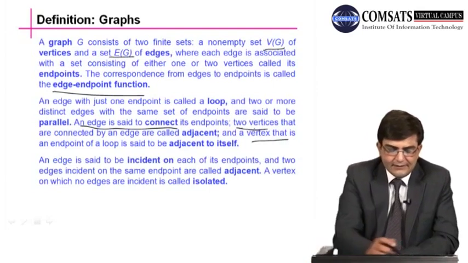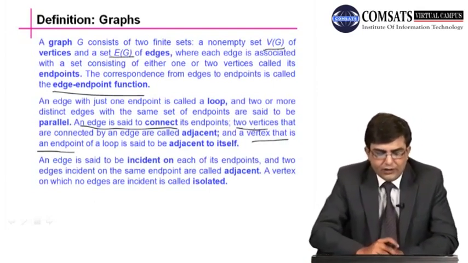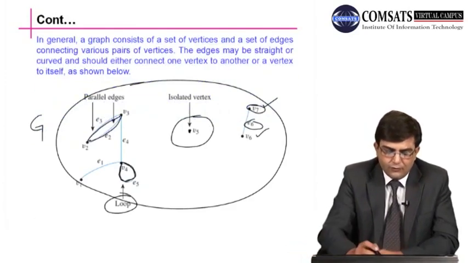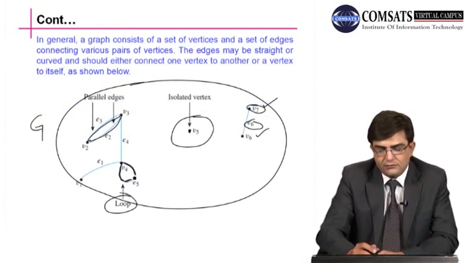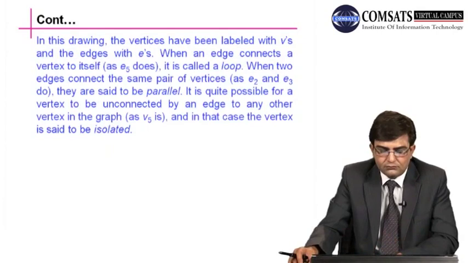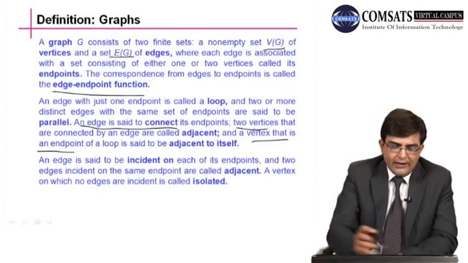And a vertex that is an endpoint of a loop is said to be adjacent to itself. That is, here in this example, V4 is adjacent to itself with an edge E5.